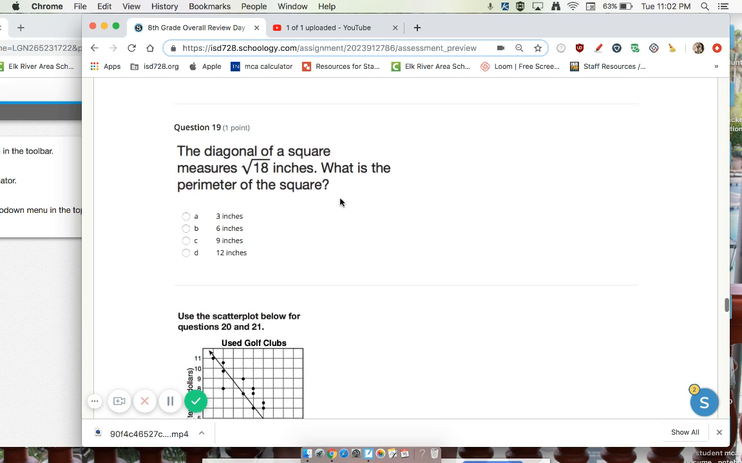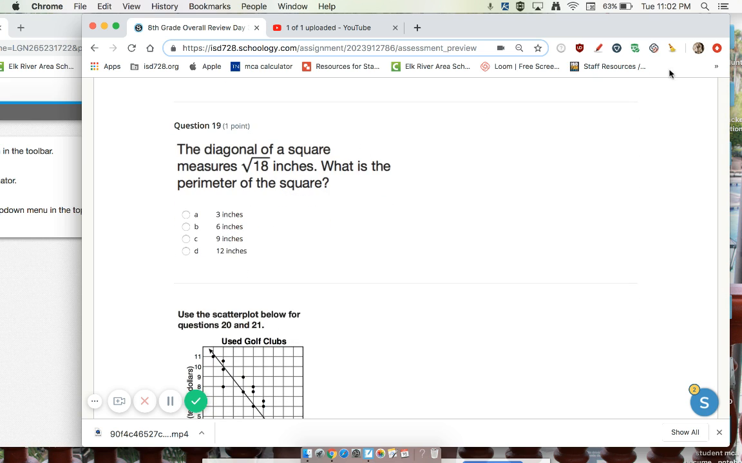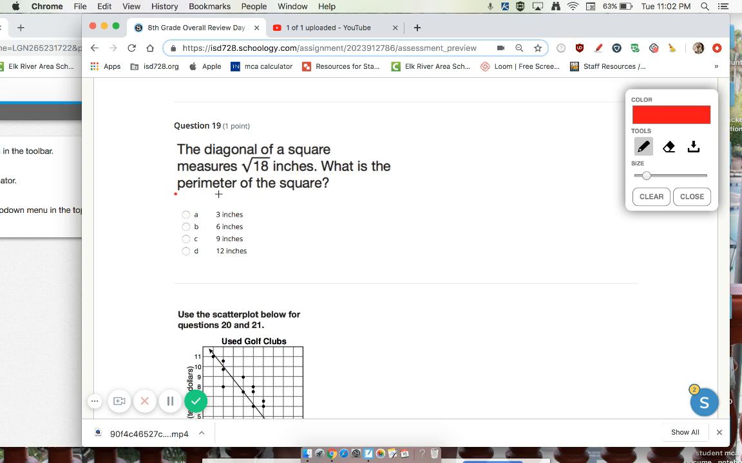Okay, number 19. The diagonal of a square measures 18 inches. What's the perimeter? So perimeter means that you add around. So I need to find the side length. So I like to draw a visual. If the diagonal of my square is the square root of 18, it looks like I made a triangle. So when I make a triangle, I can use Pythagorean's theorem.